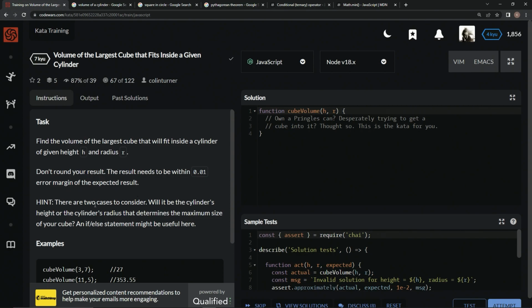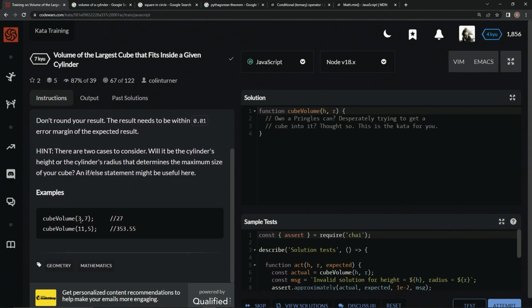For the hint, there are 2 cases to consider. Will it be the cylinder's height or the cylinder's radius that determines the maximum size of the cube? If-else statements might be useful here. All right. So in this case, it's going to be either 3 or 7, and then it's going to get 27. So it's going to say 3 cubed is the answer. This one's going to say this, and it's hard to tell how that came about.